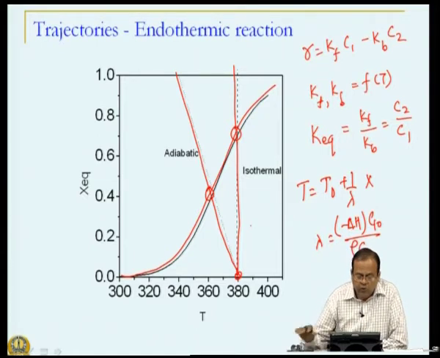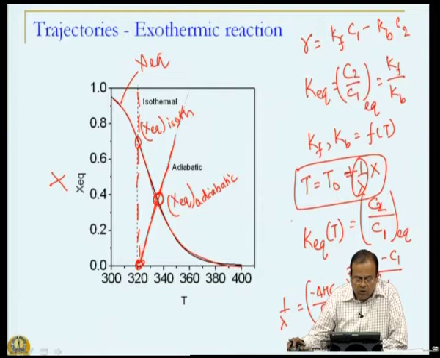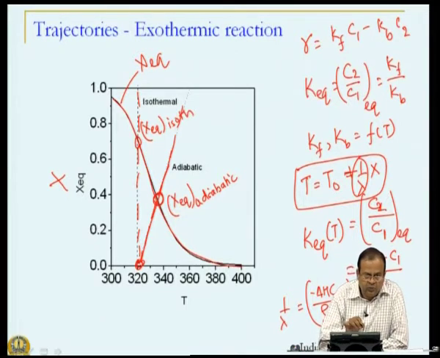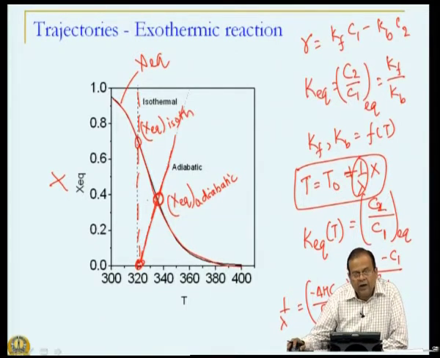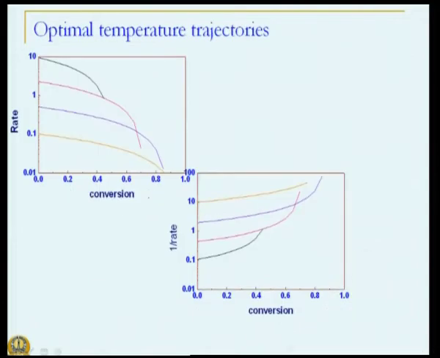But coming back to exothermic reactions, we saw that we have to strike a balance between adiabatic operation and isothermal operation, and we will look at how this balance is achieved a little later on. But let us look at how we operate these reactors.